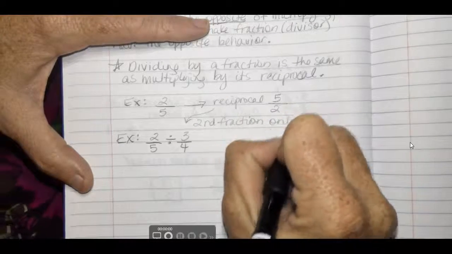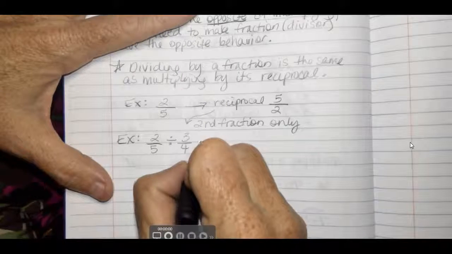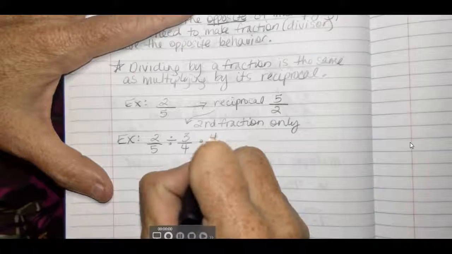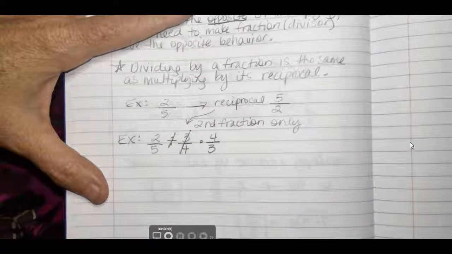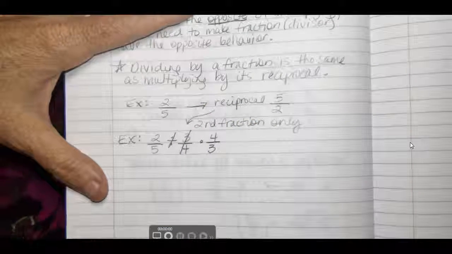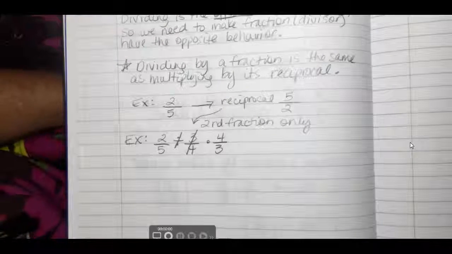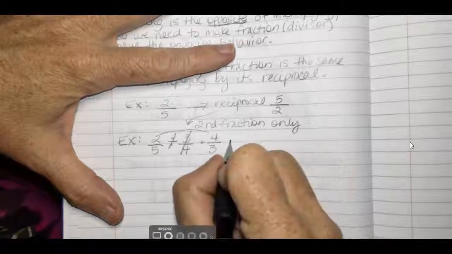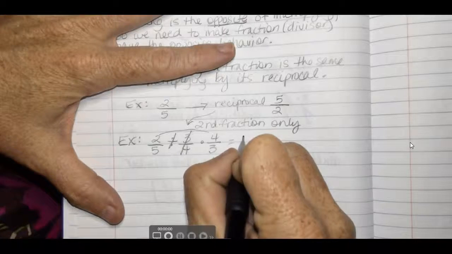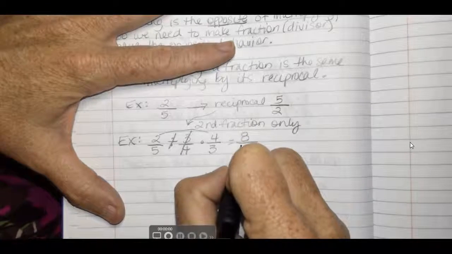Only. Okay? So the way I do these is I actually write right next to it times, and I'll flip that fraction over, and then I just cross out the divided by and the original fraction. That's what I do. Make it easy. So Dylan, now you can just multiply. What's 2 times 4? 8. And what's 5 times 3? 15.